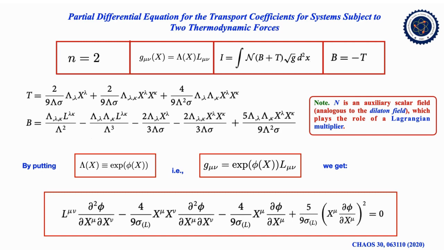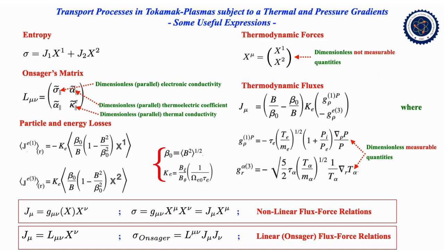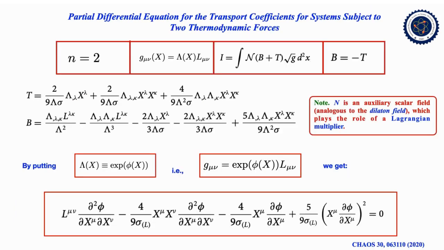The demonstration of this equation, of these results, can be found in Chaos, published in 2020, and I shall not show this here. But let's assume for the moment that phi should satisfy this equation, and if we know this solution, we can know the transport coefficients, and then by reversing this expression I can find X, and then from these two equations I can find the losses and compare the results with experimental data.